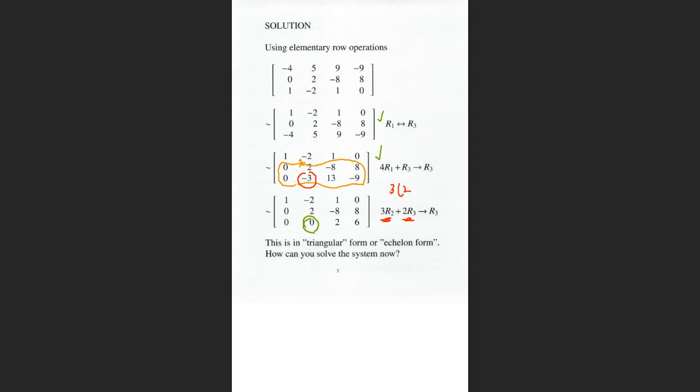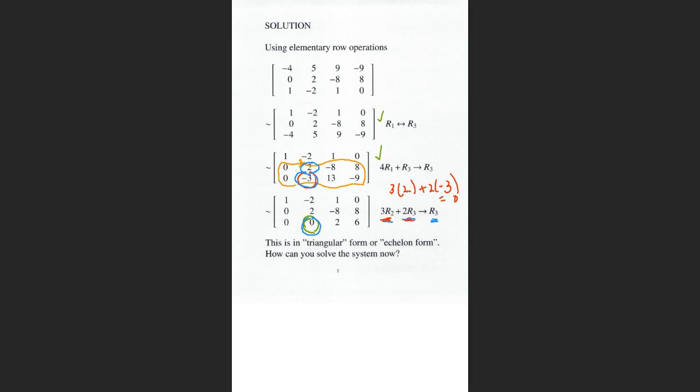Because 3 times 2 plus 2 times negative 3 equals 0. You see, I'm focused here on the 2 here and the negative 3 here. Well, 3 times 2 plus 2 times negative 3 gives me this 0. So that's what I do. I'm going to multiply 3 times the second equation plus 2 times the third equation, and then that result goes where the third equation was.